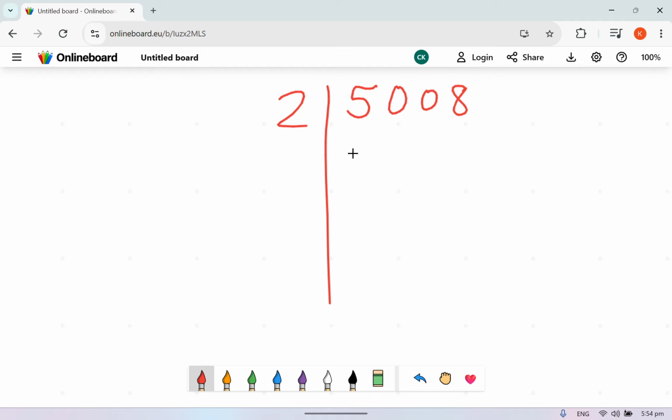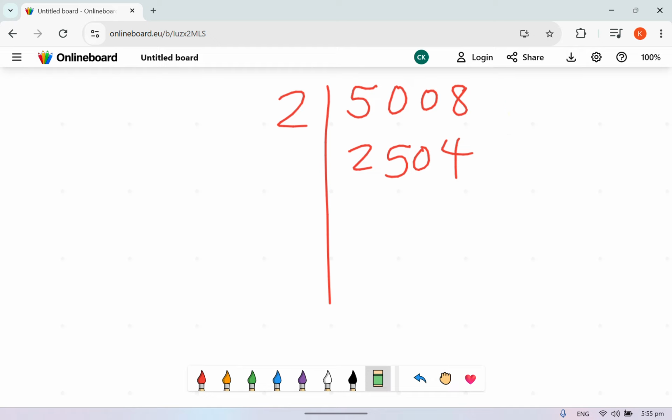If you divide, you can work it out, you get 2504. Now I'm using a calculator because I don't want to do long division. But of course, if you have no calculator, like maybe in an exam where they tell you to do long division on paper, then you must do it on paper. But this one's pretty easy, you can do it mentally. 5000 divided by 2 is 2500, and 8 divided by 2 is 4. So actually there's no need for a calculator here.